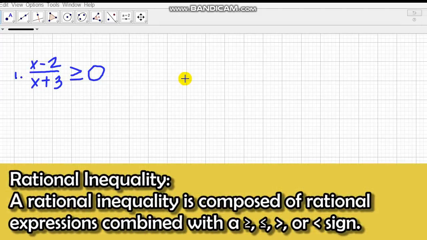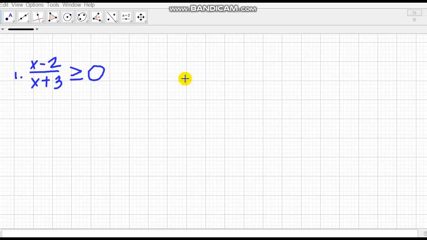So a rational inequality is composed of rational expressions combined with a greater than or equal to symbol, less than or equal to symbol, greater than or less than sign. An example of a rational inequality is this one: x minus 2 over x plus 3 is greater than or equal to 0. So we can see here that we use the greater than or equal to symbol.